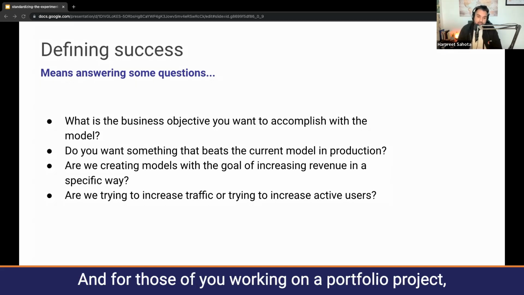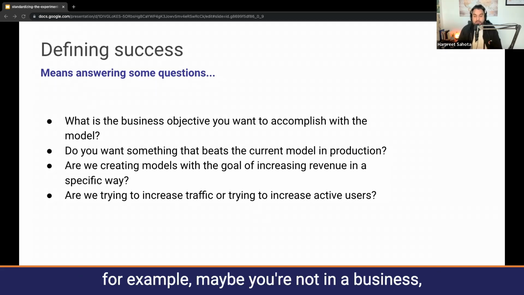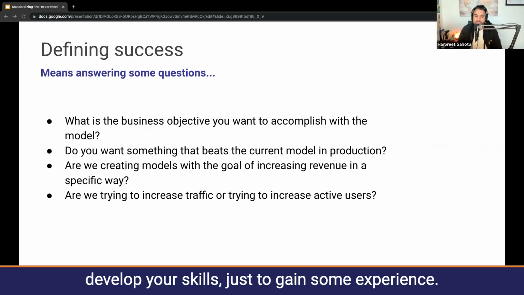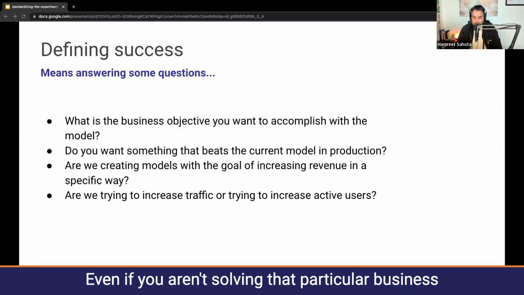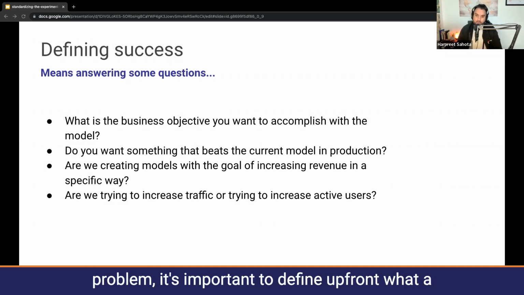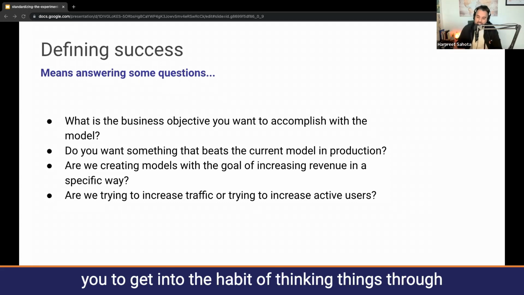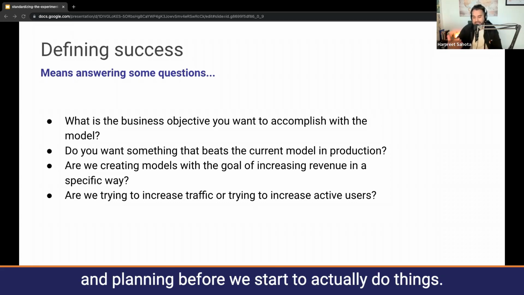And for those of you working on a portfolio project, for example, maybe you're not in a business, maybe you're just working on a project to develop your skills and gain some experience. Even if you aren't solving a particular business problem, it's important to define up front what a successful project looks like, because it forces you to get into the habit of thinking things through and planning before you start to actually do things.